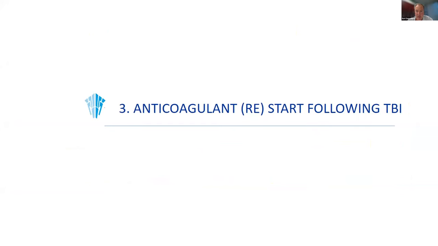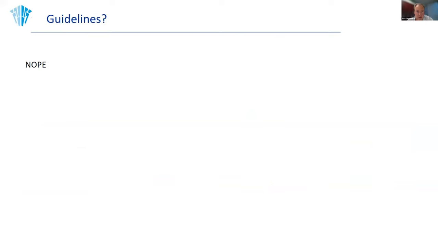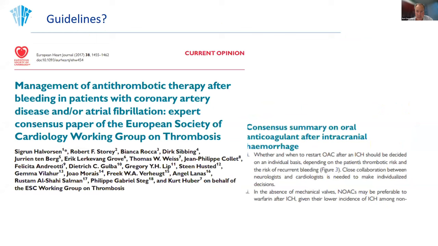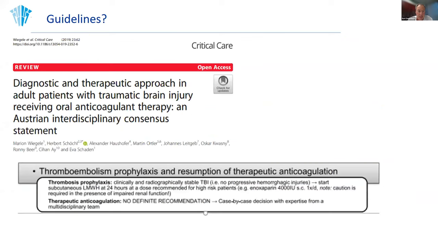What about restarting or starting anticoagulants following TBI? Well, are there any guidelines? Unfortunately, not. There is this paper on spontaneous ICH, just to set the scene a little bit. What they advise, it's from the European Society of Cardiology, is that decisions are individualized and should be based on a close collaboration between specialists of different disciplines. And I go back to that Austrian consensus statement. There they emphasize that prophylaxis should be instituted as early as possible. And what they state here is to start low molecular weight heparins at 24 hours when there has been a stable TBI or a stable CT scan. In other words, that was also emphasized by Niklas. But for the actual restart then of therapeutic anticoagulation, they could give no definite recommendation. It's individual. It should be decided on a case-by-case decision.